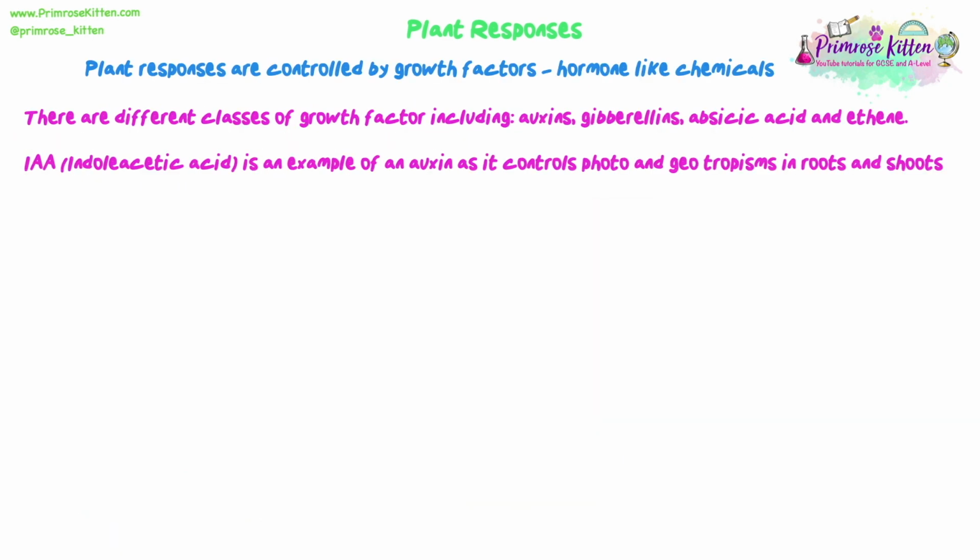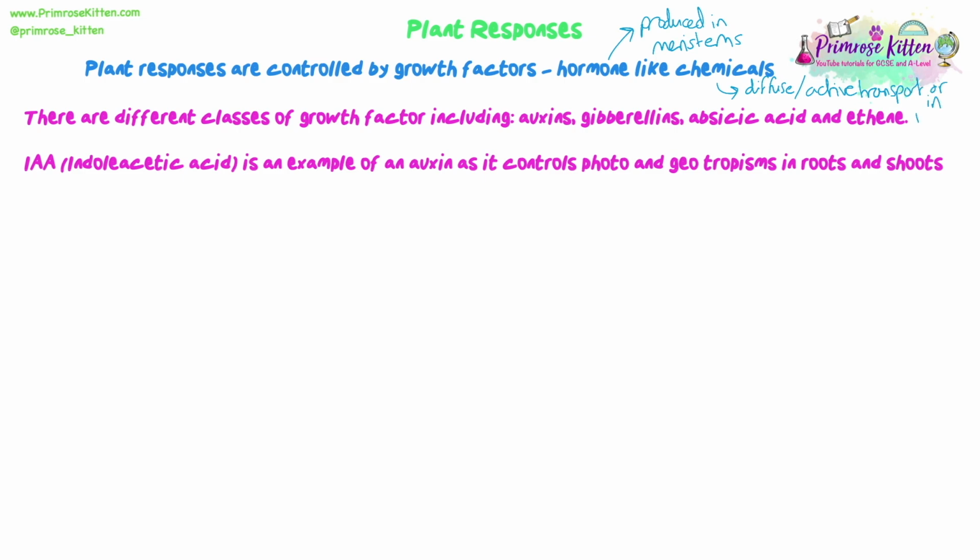Okay, so plant responses are controlled by growth factors, and we use the term growth factors here, but they behave in a similar way to hormones. They're hormone-like chemicals. They are produced at the tips of roots and shoots in the meristem. There are different classes of them, and they can travel around the plant by diffusion, active transport, or even in the vascular tissue if they need to. We've got different groups, including auxins, gibberellins, abscisic acid, and ethene. For this spec, we're just going to talk about auxins. If your spec is different and includes the others and you need more detail, there will be a separate video for the action and use of those hormones.